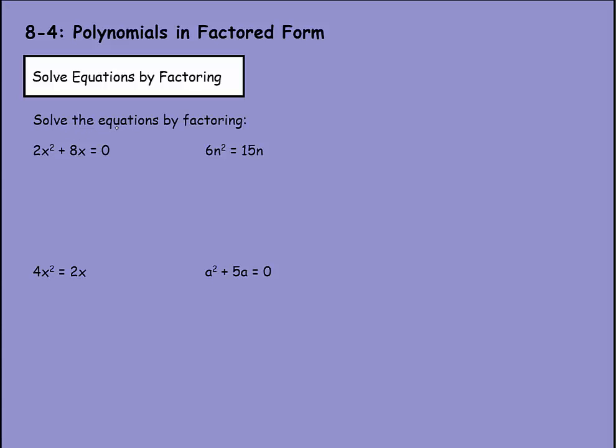So now we can solve these equations by factoring out. We have 2x squared plus 8x equals 0. Well, I see a common factor of 2 here, and I see a common factor of x. So on the outside of the parentheses, I would have 2x. On the inside of the parentheses, now I just have x over here, and then 8x divided by 2x is 4, so plus 4. And that's going to equal 0.